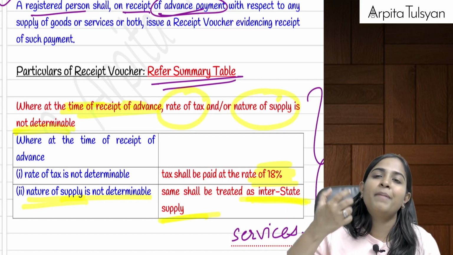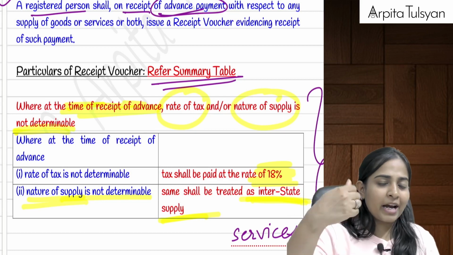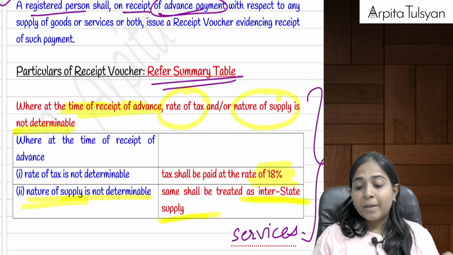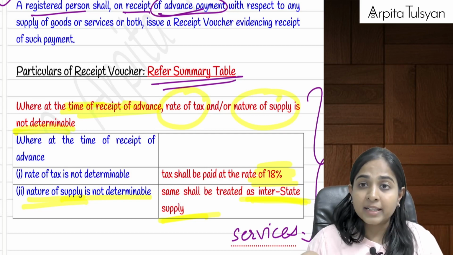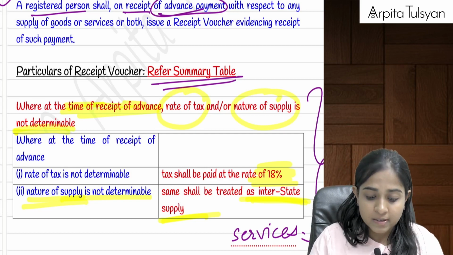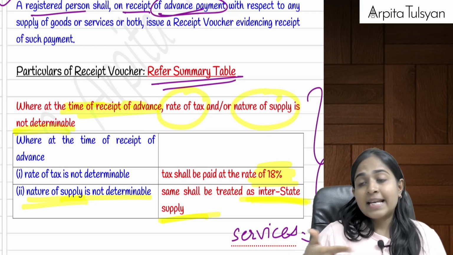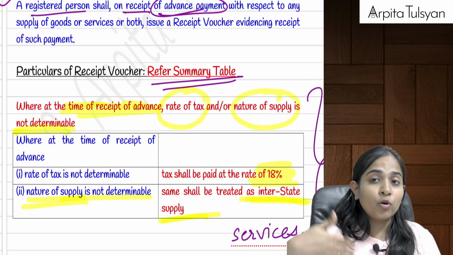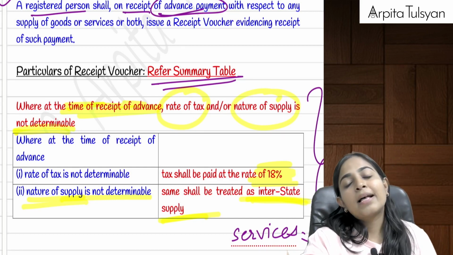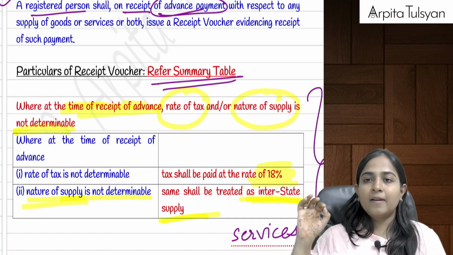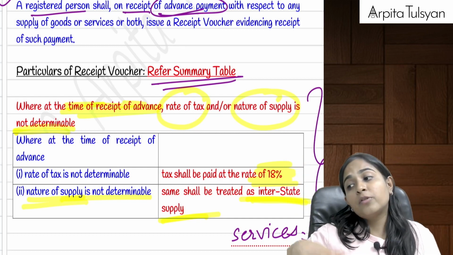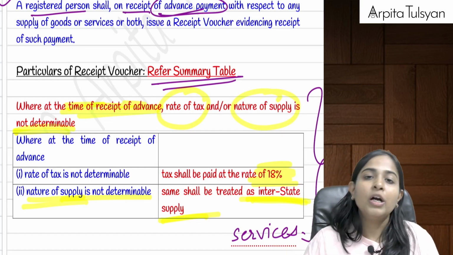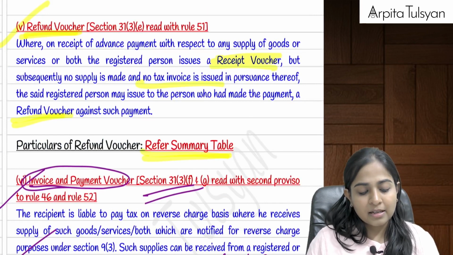Now listen, what if I have promised that I am going to provide you some service later on for which you have paid me an advance? So as of now I will issue you the receipt voucher. But now can I say I will be required to pay the tax now itself, because it is in case of services? Let's say I'm providing multiple services of different rates. I don't know which service you are going to avail from me. So as of now I will pay the tax assuming the rate of 18%. The service that you take from me can be an interstate supply also, or an intrastate supply also. So as of now I will assume it to be interstate supply.